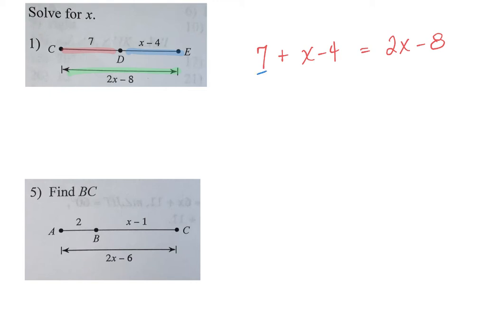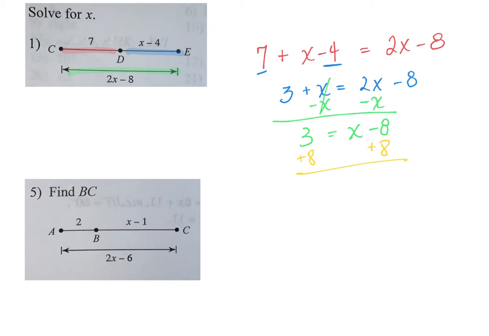Combine your like terms. 7 and negative 4 is 3, plus x equals 2x minus 8. Now I'm going to move my variables to one side, so I have 3 equals x minus 8. And I'm going to move my numbers to the other, so x equals 11 here. X equals 11. That is when you're just solving for x. Like the first 4 say solve for x. That's all you do. You are actually done here.